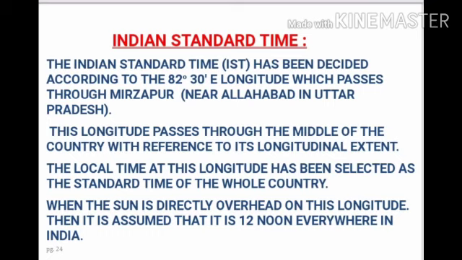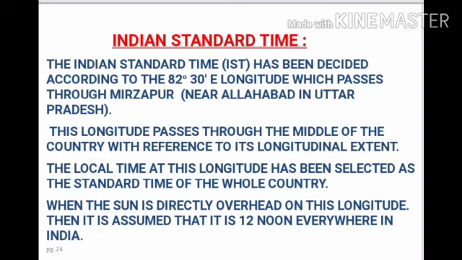Indian Standard Time. The Indian Standard Time has been decided according to 82 degree 30 minutes east longitude, which passes through Mirzapur near Allahabad in Uttar Pradesh. This longitude passes through the middle of the country with reference to its longitudinal extent. The local time at this longitude has been selected as the standard time of the whole country. When the sun is directly overhead on this longitude, then it is assumed that it is 12 noon everywhere in India. Means the Indian standard time is decided according to the place.